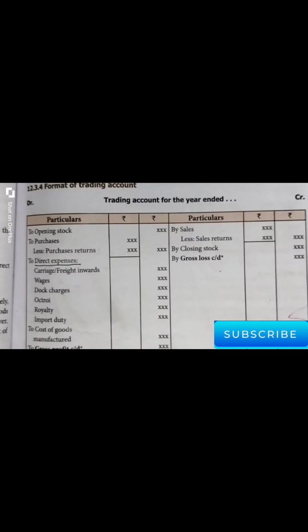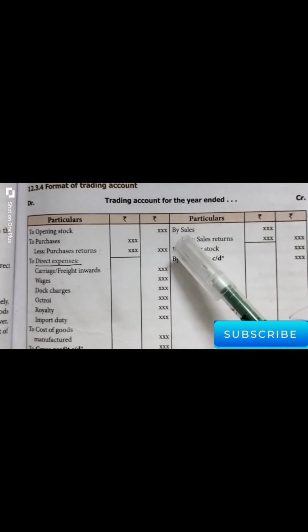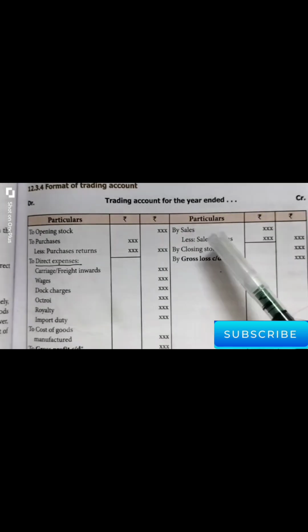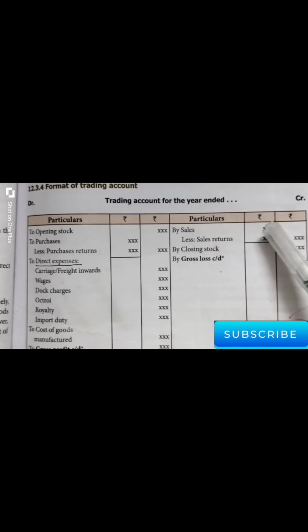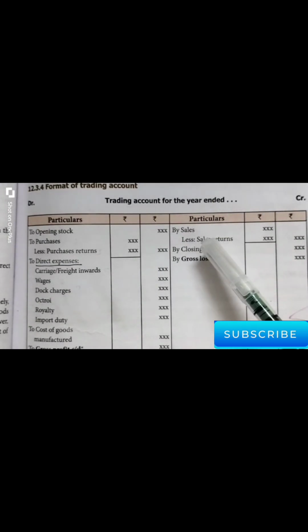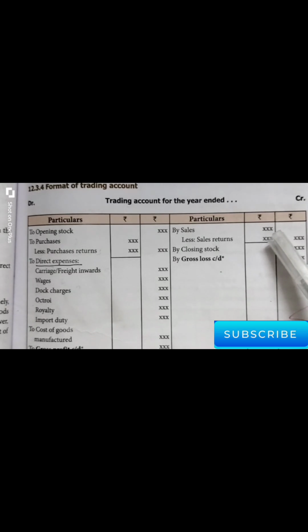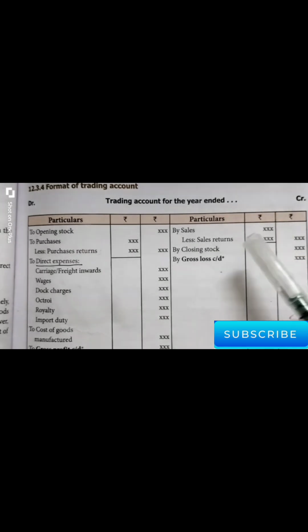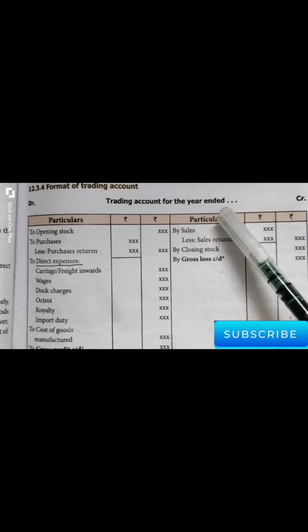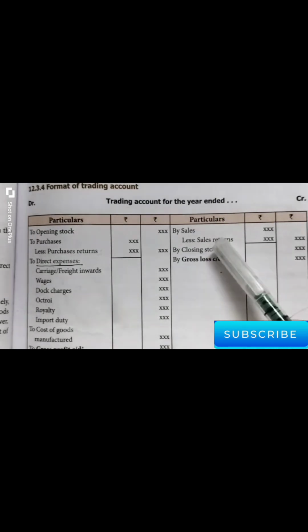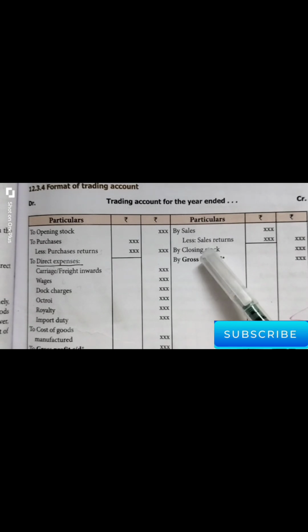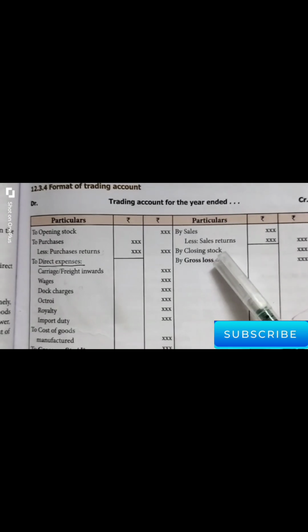And what items are shown on the credit side of the trading account? Sales. If you have sales return, you enter the sales amount in the inner amount column, and the sales return also in the inner amount column. After subtracting the sales return from the sales, you enter the net sales in the outer amount column. Then closing stock. These two items, sales and closing stock, appear on the credit side of the trading account.